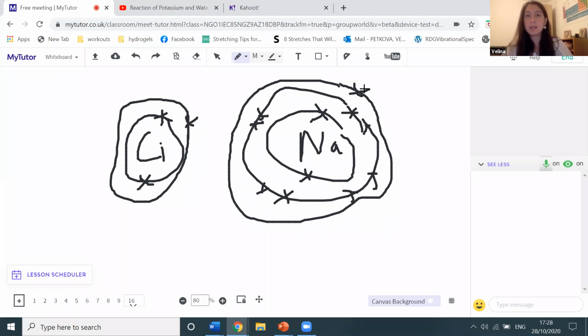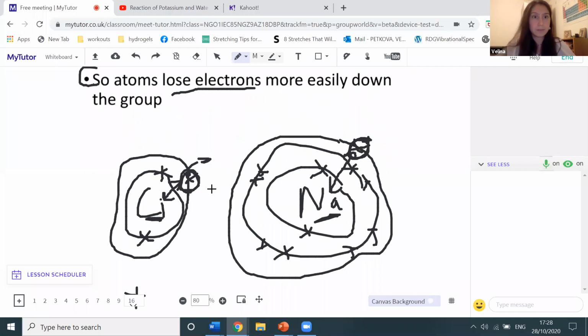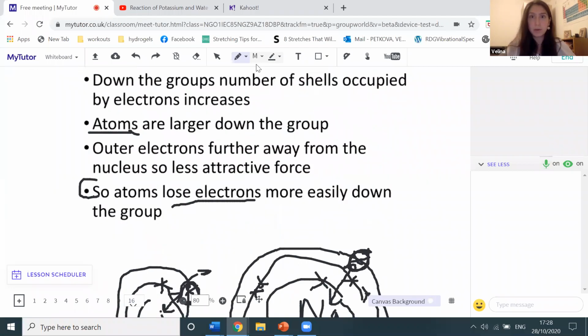So can we see how much further away this electron is from the nucleus compared to this electron from the nucleus? And obviously, the nucleus has what kind of charge? We learned from the first lesson that the nucleus has a positive charge, and the electrons have a negative charge. So therefore, there is a strong attraction between the nucleus and this electron. This attraction, however, decreases the further away you go from the nucleus. And that's why it is much easier to lose an electron down the group than it is right at the top where lithium is. And that's why the reactivity increases, because the way that the group 1 metals react is through losing an electron. Those are your key points to note.